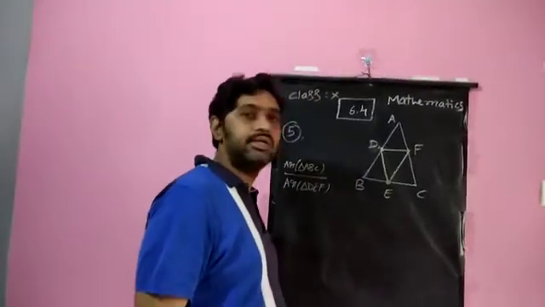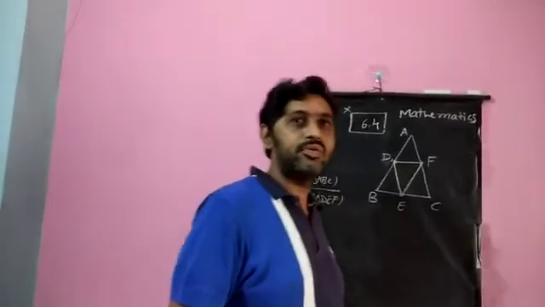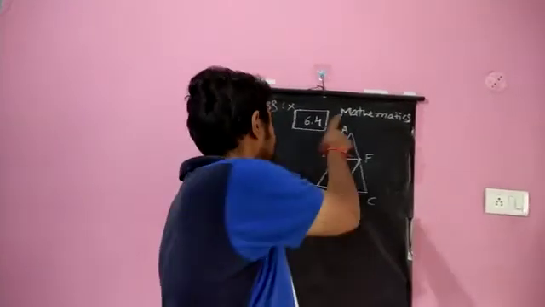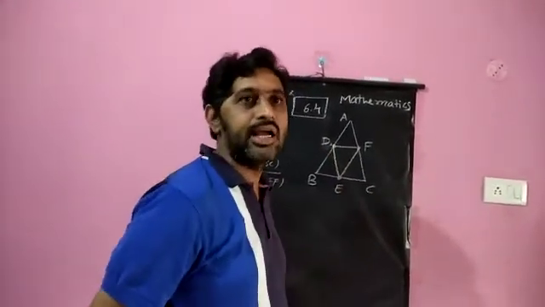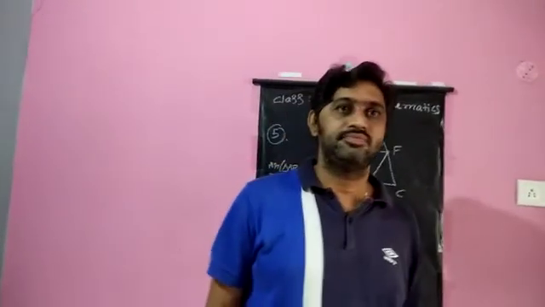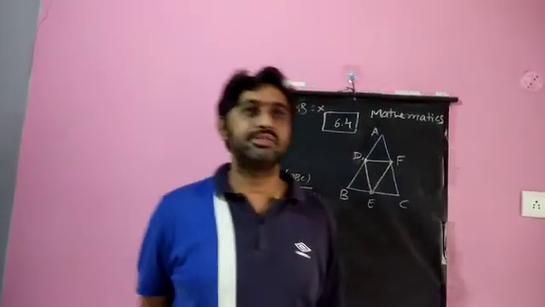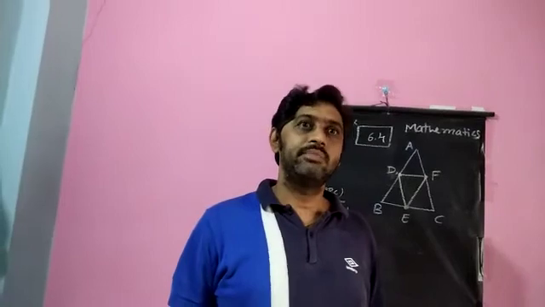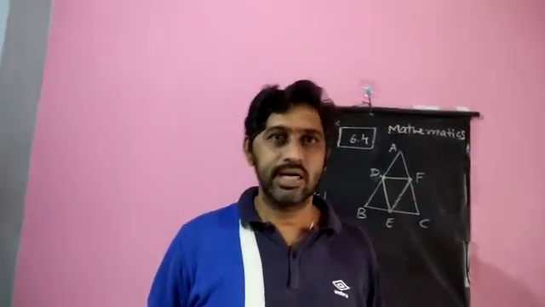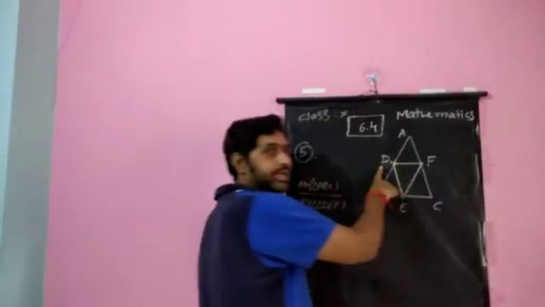In order to prove that these triangles are similar, I have to use the concept which you learned previously. I'll use the midpoint theorem because the midpoints of the three sides are given, and triangle DEF is formed by joining the midpoints of the three sides of triangle ABC. I hope you remember the midpoint theorem. What does it state? The line segment joining the midpoints of any two sides of a triangle is parallel to the third side and half of it.